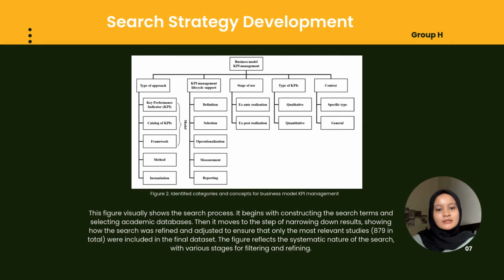Okay, so this figure visually shows the search process, and it begins with constructing the search terms and selecting academic databases. Then it moves to the step of narrowing down results, and it shows how the search was refined and adjusted to ensure that only the most relevant studies were included in the final dataset. So this figure reflects the systematic nature of the search with various stages of filtering.